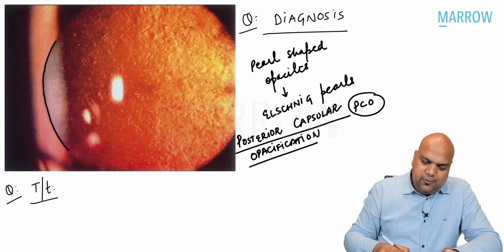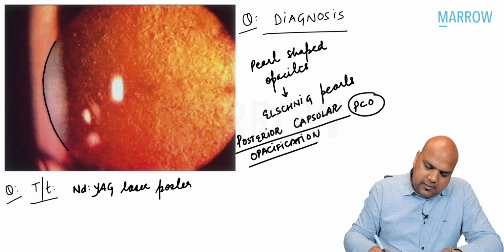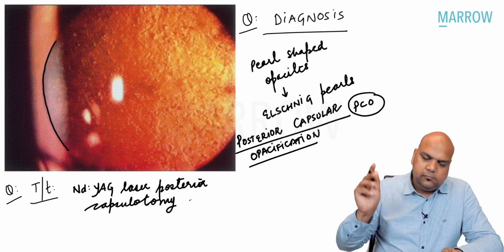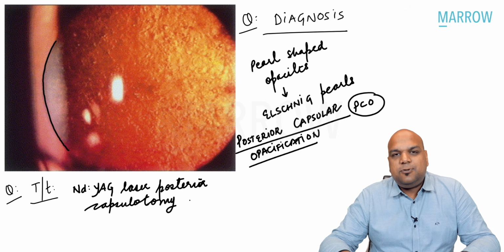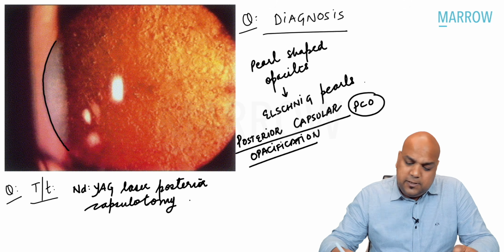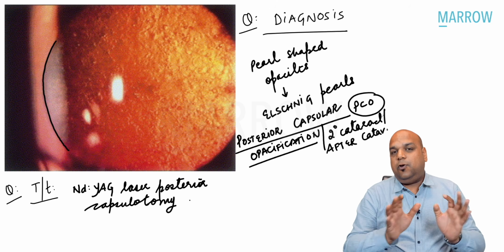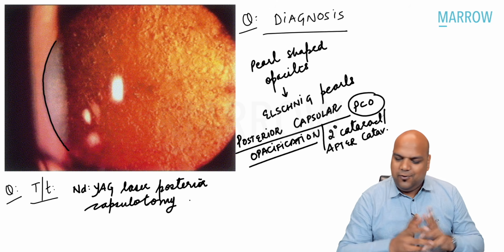Now, what is the treatment of PCO? We all know we need to clear the PCO by using Nd:YAG laser posterior capsulotomy. That's it. All of us know this, right? I think that's all about PCO. That's what I wanted to say. PCO is also known as secondary cataract or after cataract, but these are misnomers. We already know these are not cataracts. Please remember them if you're naive, if you're new to this topic. Right, guys? Moving on to the next photograph.